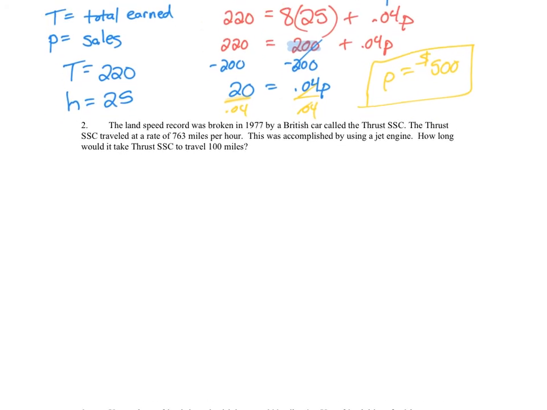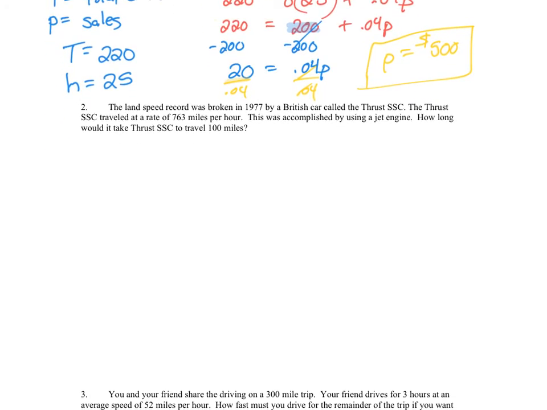Number 2, the land speed record was broken in 1977 by a British car called the Thrust SSC. The Thrust SSC traveled at a rate of 763 miles per hour. This was accomplished by using a jet engine. How long would it take the Thrust SSC to travel 100 miles? So let's start with the equation. The equation we're going to use is distance equals rate times time.